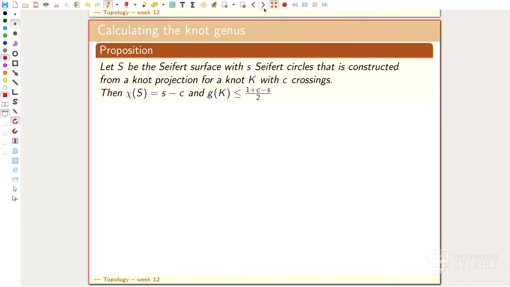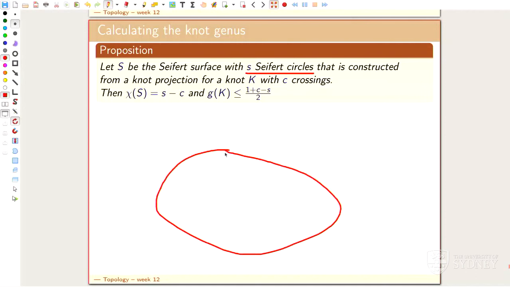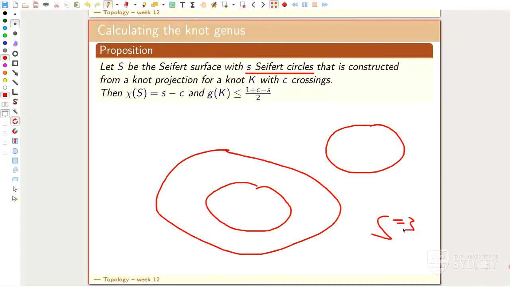Fine. But let's go for some examples, or some propositions. So S is always a Seifert surface, and the small s is the number of Seifert circles, which is just the number of circles you see. So if you do this, s is 3. Here was a crossing, maybe here was a crossing, maybe here, something like that. Maybe here's another crossing. So c is the number of crossings, which is 4 in this example.